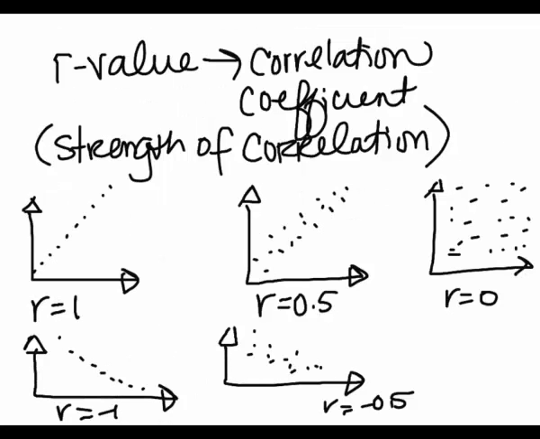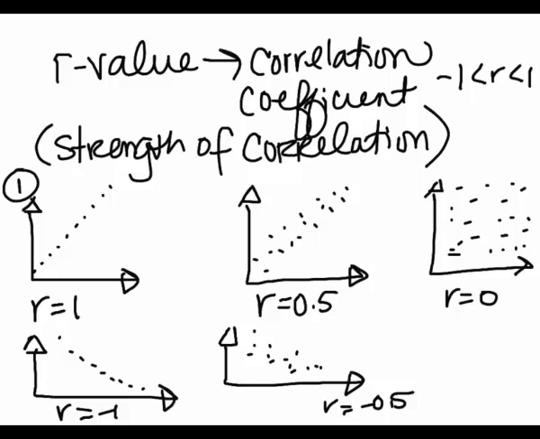The next thing I want to talk about is the R value. The R value is the correlation coefficient, and it tells you the strength of your correlation. For example, if you look at this first picture here, the R value is exactly 1. Your R values are between -1 and 1. It can't be anything else, it has to be between -1 and 1. So this is 1 because this is a perfect positive correlation, okay? It's very, very strong. It's actually perfect.